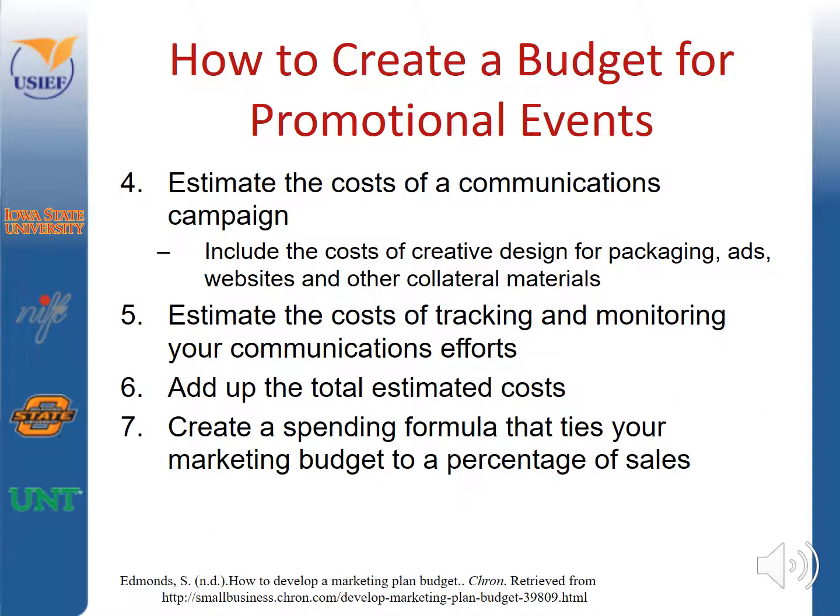The fourth step would be to estimate the cost of a communications campaign. This would include the cost of creative design for packaging, ads, website, and other collateral materials. The fifth step would include estimating the cost of tracking and monitoring your communication efforts. The sixth step would be to add up the total estimated cost of each of those previous steps. And finally, your seventh step would be to create a spending formula that ties your marketing budget, each of those previous costs we've addressed, to a percentage of sales.